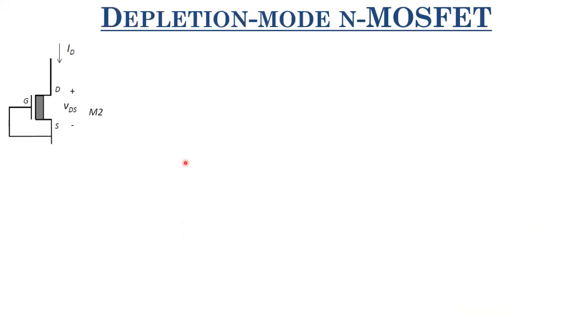So far we were talking about enhancement mode MOSFET. And how do we define an enhancement mode MOSFET? If it's an NMOSFET and its threshold voltage is positive, it's an enhancement mode MOSFET. If it's a PMOSFET and its threshold voltage is negative, it's an enhancement mode PMOSFET. How do we define a depletion mode MOSFET? If it's an NMOSFET and its threshold voltage is negative, then it's called depletion mode.